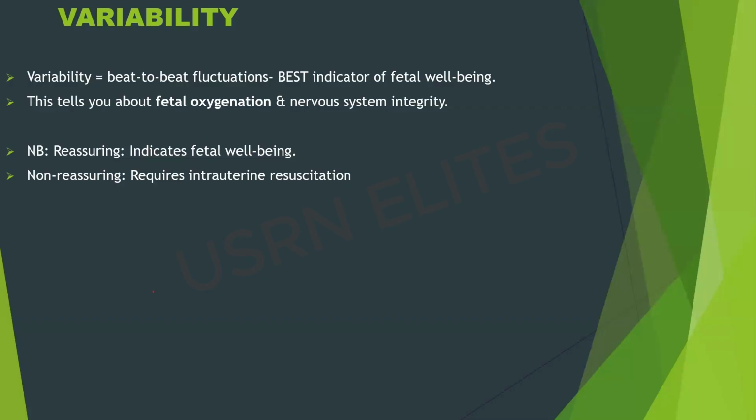Yesterday I told you it can be the same 130, 130, 130. If there's variability, it's good, and that indicates fetal well-being. The fetus is receiving enough oxygen, enough fetal oxygenation, and the nervous system is actively working because the blood is supplying the nervous system with enough oxygen. That helps the heart rate change beat by beat. When we see this, we say it is reassuring. It tells you that the fetus is good.